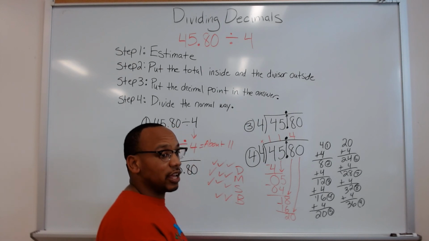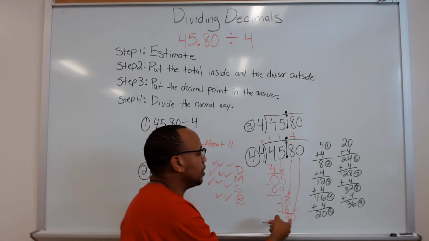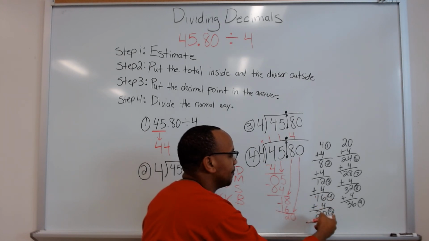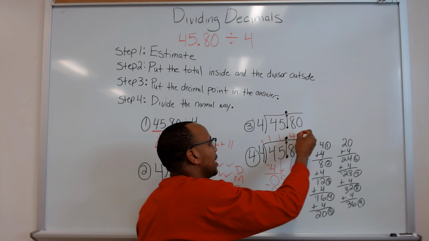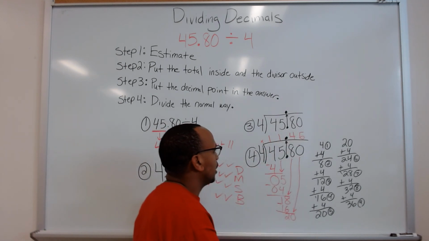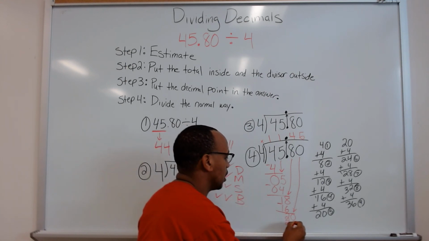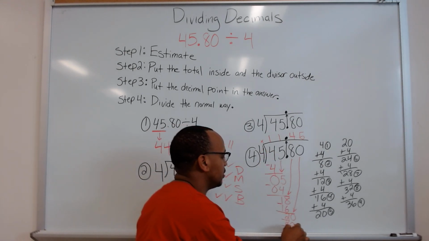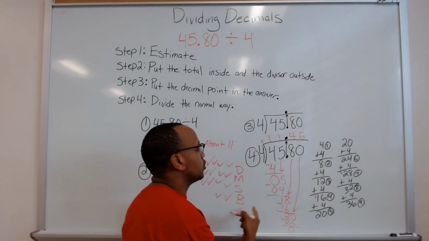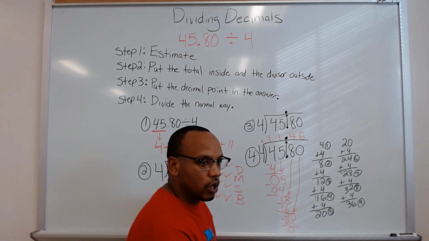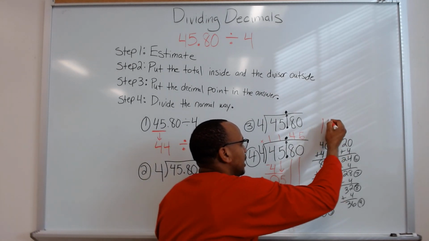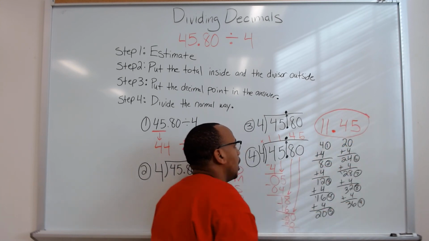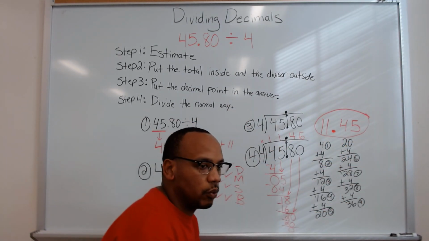Now you have to do the last cycle. 4 goes into 20. Well, 1 group of 4 is 4. 2 groups is 8. 3 groups is 12. 4 groups is 16. 5 groups is 20. So 5 goes here. That's division. 5 times 4 is 20. That's multiplication. 20 minus 20 is 0. That's subtraction. And I have no numbers to bring down. So my remainder is 0. So what you get is your answer is 11 and 45 hundredths. Again, you know it's hundredths because of step 3, where the decimal point is.